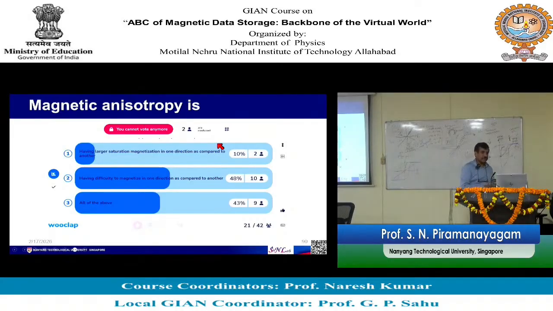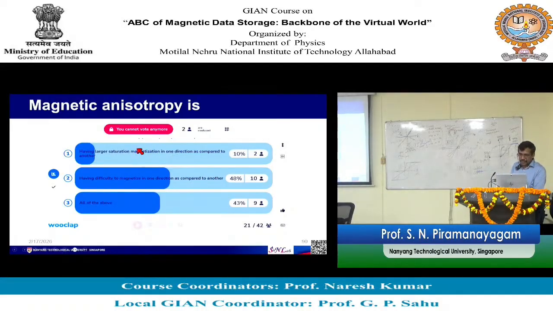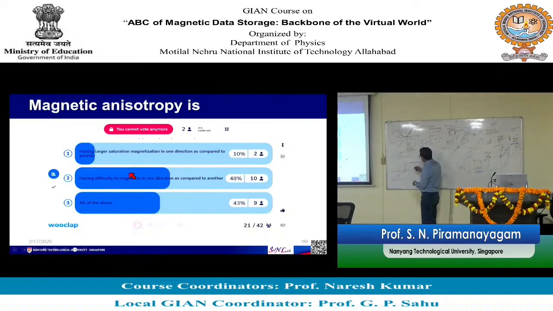So the first one is wrong, because you thought that the saturation magnetization will also be different in different directions. You chose all of the above, but this is wrong. Saturation magnetization will be the same in easy and hard direction. Only the field you require to reach this stage will be different. So in the case of the easy direction, with this field, you have already reached the saturation magnetization. With hard, you need more field. That's all.